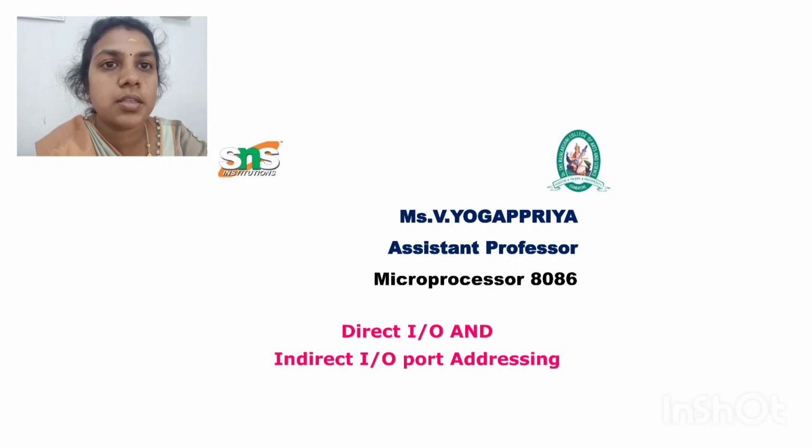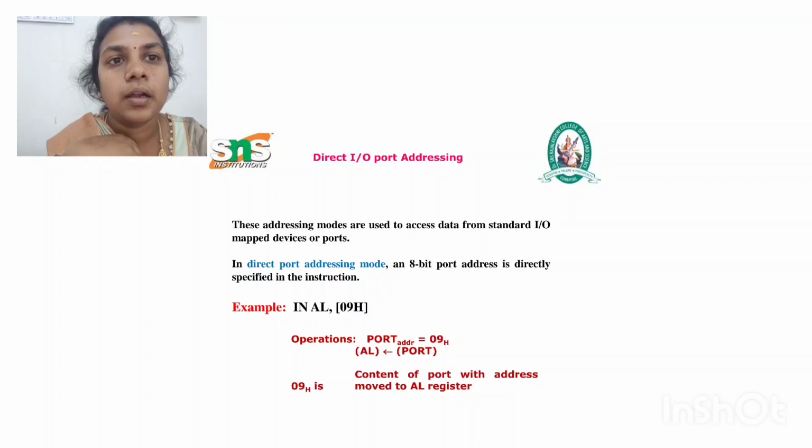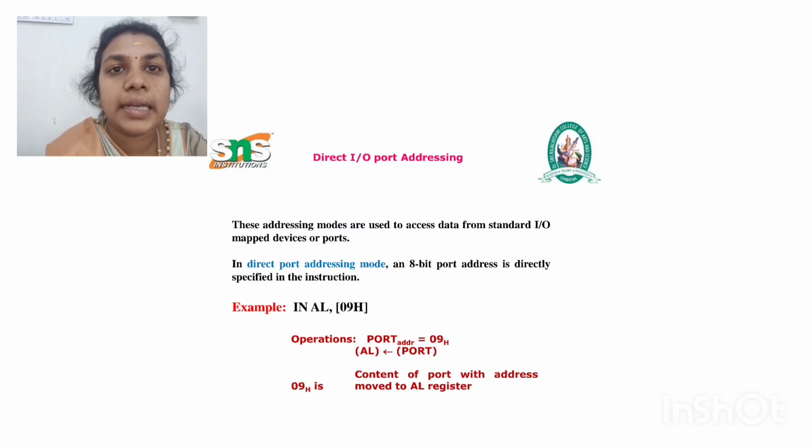So today we will discuss direct input-output and indirect input-output port addressing. Direct input-output port addressing: this addressing mode is used to access data from standard input-output mapped devices or ports. In direct addressing mode, an 8-bit address is directly specified in the instruction.